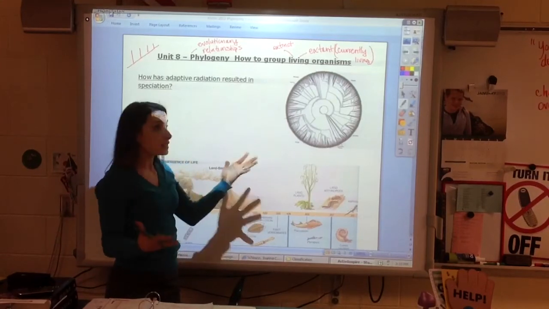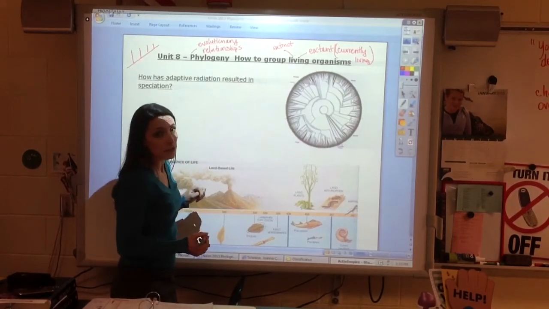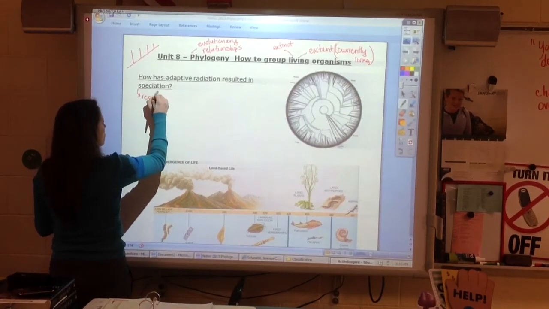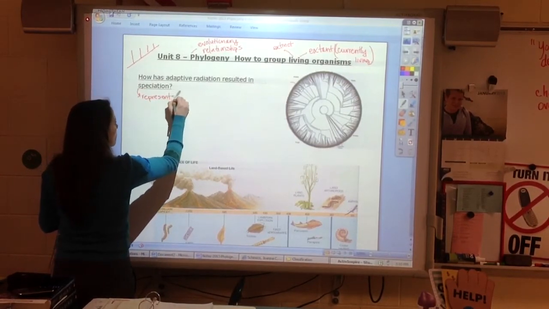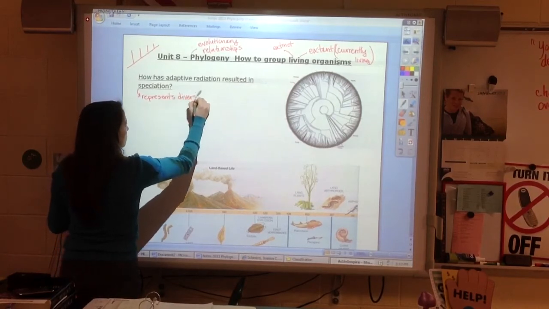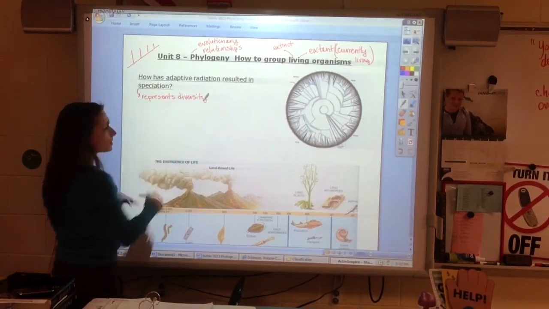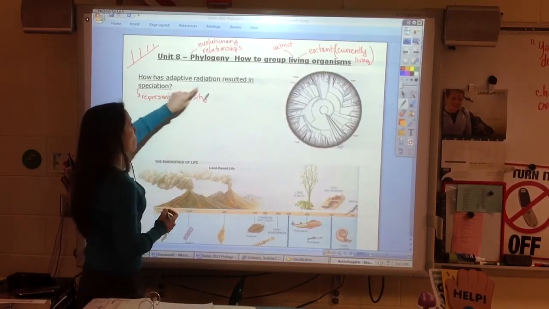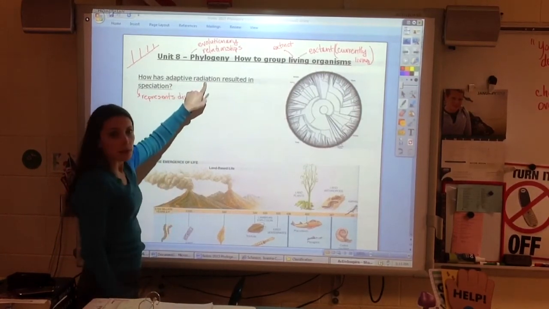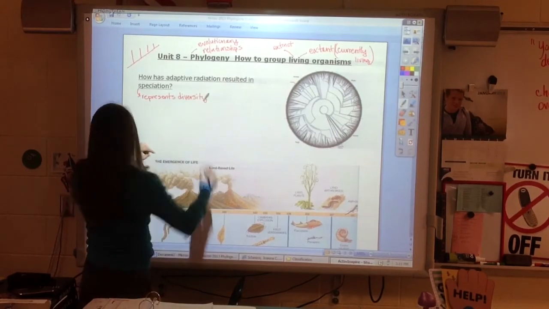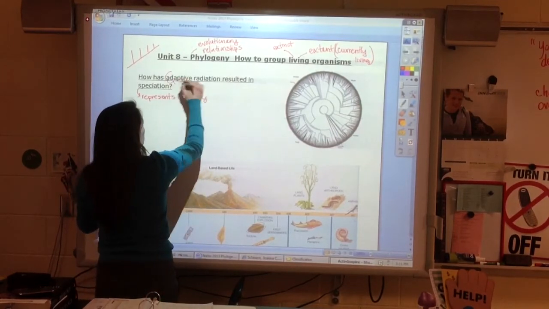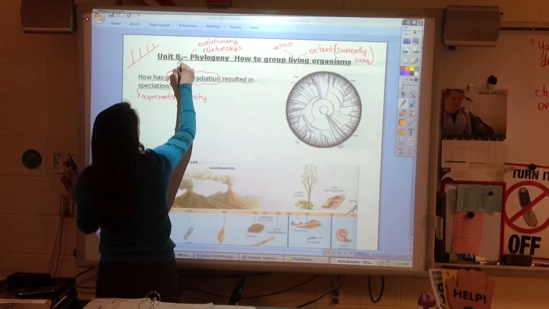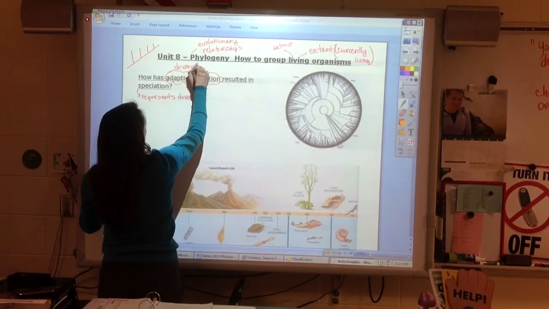Where did all of this diversity come from? So keep in mind, speciation really represents diversity. So where did all of these different species come from? And what led to this is actually something called adaptive radiation. And adaptive radiation is very similar to the word that we know called divergent evolution.